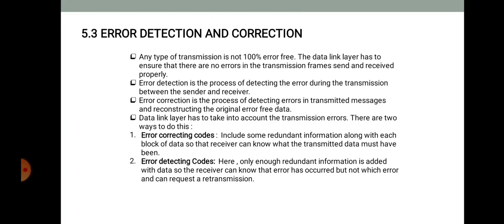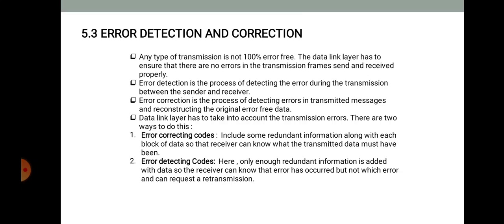The next topic is error detection and correction. Any type of transmission is not 100% error free. The data link layer has to ensure that there are no errors in the transmission frame, and that data is sent and received properly. Error detection is the process of detecting the errors during the transmission between sender and receiver.